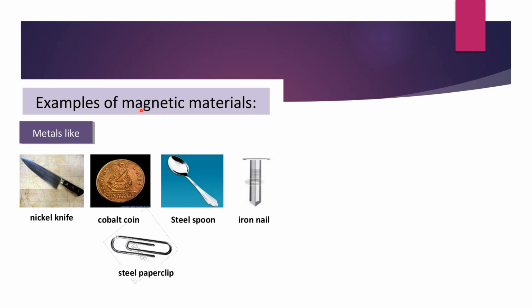So these are some of the examples of the magnetic material that we use in our daily life. They're like some of the iron nails you must have seen at your home, or a steel spoon, which is very common in our kitchen, a cobalt coin, or this steel paper clip and this nickel knife. So these are some of the common materials we see in our daily life which are actually magnetic. So spoon or nail or any knife or steel paper clip and the cobalt coin.